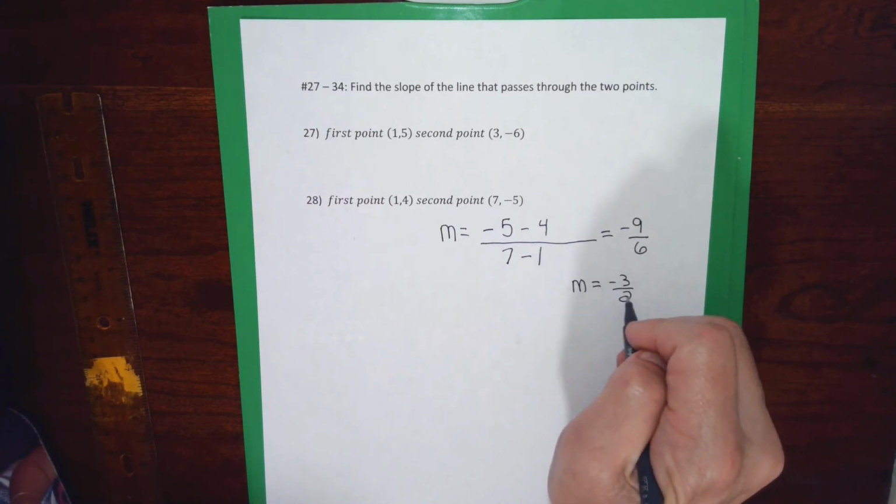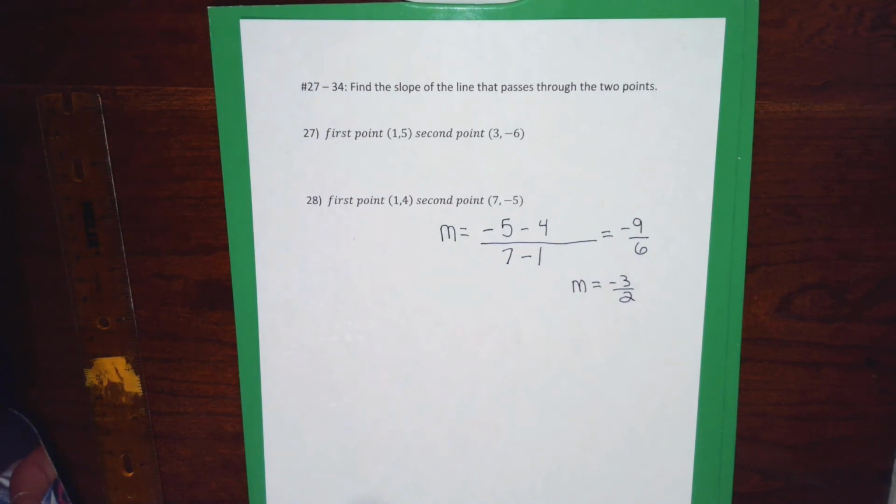So for the 2 points that are given in problem 28, the slope of the line that connects those 2 points is negative 3/2.